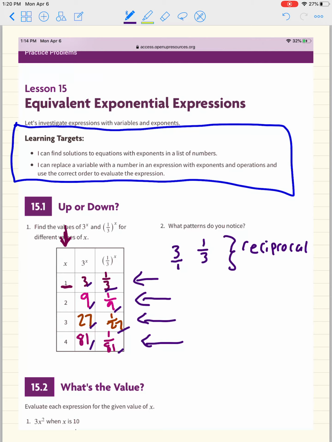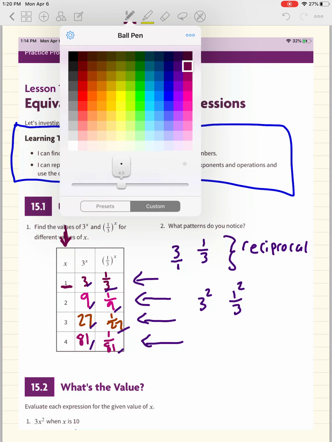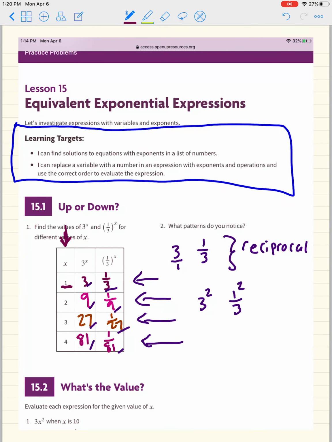And so when you are doing exponents, the exponent of that reciprocal is going to be the same thing, but just the reciprocal of the answer. So for instance, what I'm trying to say is 3 squared and 1/3 squared: the 3 and 1/3 are the reciprocal of each other, and the answers, the solutions, are also going to be the reciprocal. So we have 9 and then we have 1/9. Okay, these are also just flipped around.